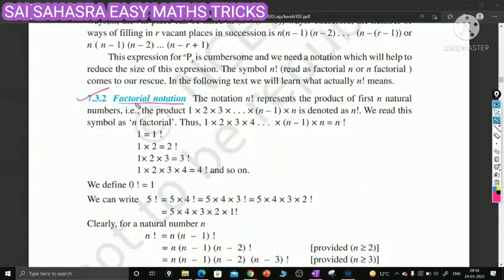Factorial notation. The notation n factorial represents the product of the first n natural numbers. You read this one as n factorial. This symbol is factorial. This is called the factorial notation.